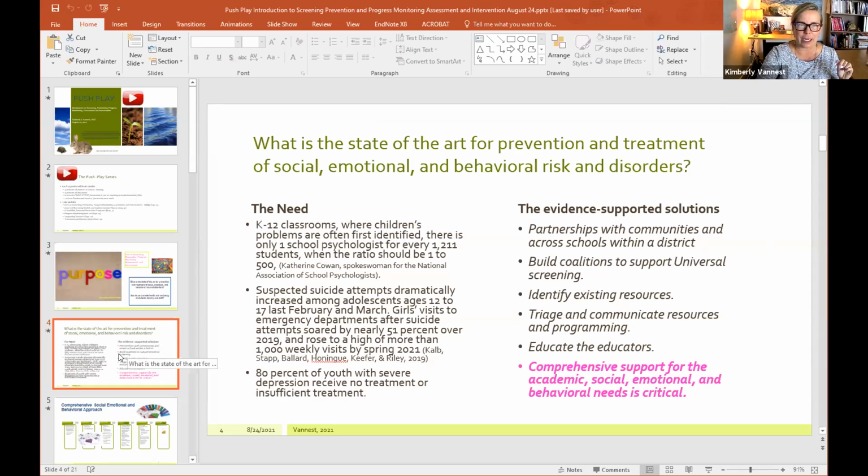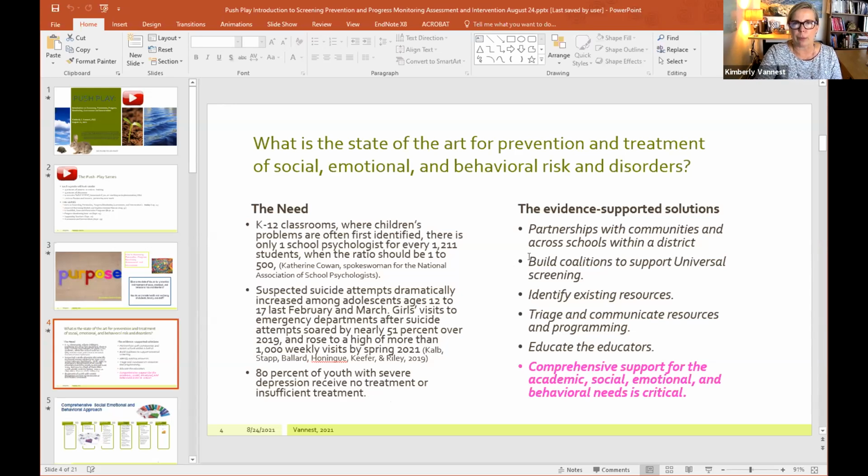All right. Let's cover some of this big picture data. Interestingly enough, in the K through 12 classrooms where children's problems are first identified, there's only one school psychologist for every 1,200 students, and the ratio really should be about 1 to 500. Very disturbing to me is that suicide attempts have been dramatically increasing among adolescents aged 12 to 17, and that girls' visits to emergency departments after suicide attempts have increased by 51% over 2019, a high of more than 1,000 weekly visits by the spring of 2021, and that 80% of youth with severe depression receive no treatment or insufficient treatment. This is just a few tidbits of a very long punch list of problems related to externalizing and internalizing challenges that we're seeing with kids in schools.